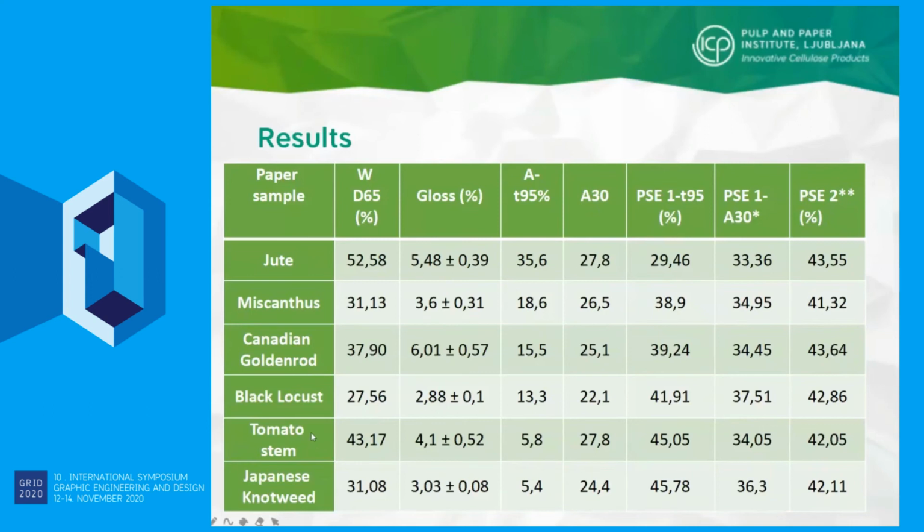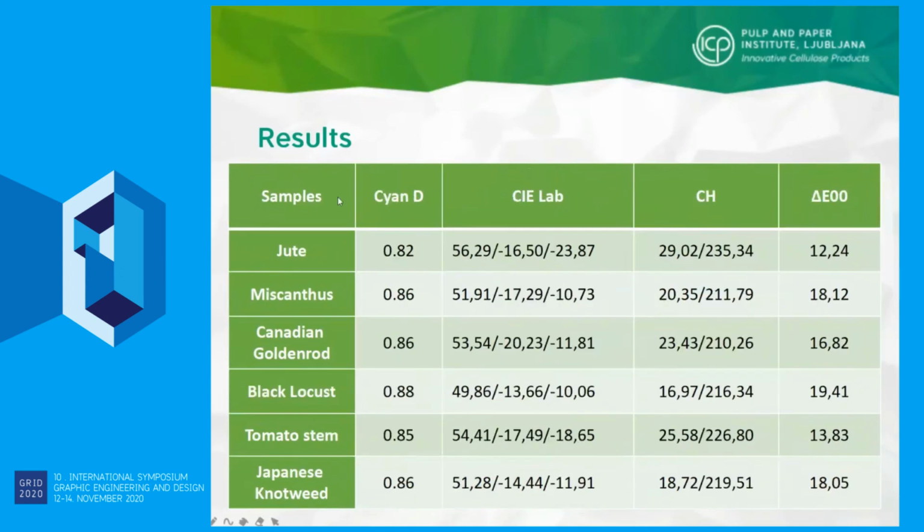And here are the colorimetric values. So the youth paper, miscanthus, Canadian goldenrod, black locust, tomato stem, and Japanese knotweed. And I calculated the delta E 2000 values from an ideal cyan. I didn't take any standardized paper. I took a LAB value of a standardized ideal cyan, and how far I will be regarding the paper properties on these agro and residue papers we are producing.